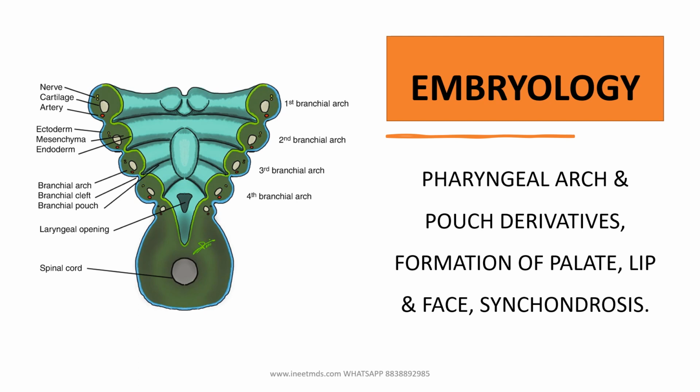Next is the general embryology. So under that you should know the pharyngeal arch and pharyngeal pouch and the derivatives of them, the formation of palate, lip and face, and what are the different synchondroses and at what stages of age the synchondrosis happens.